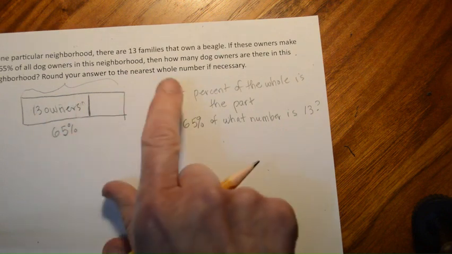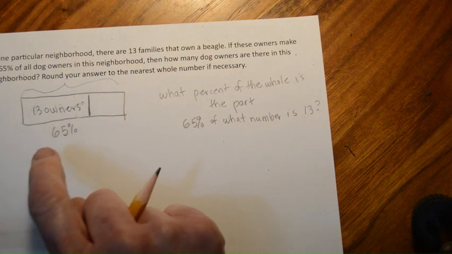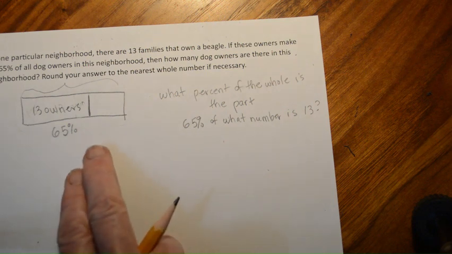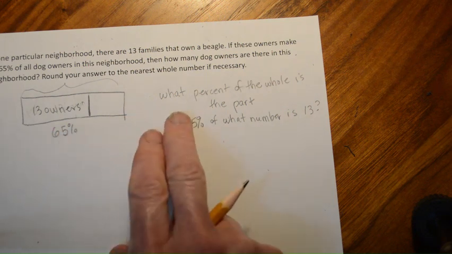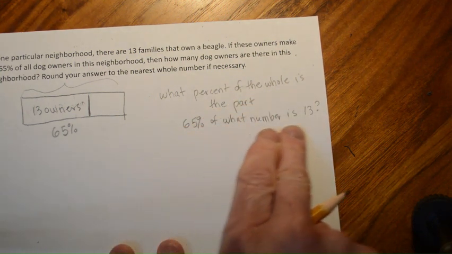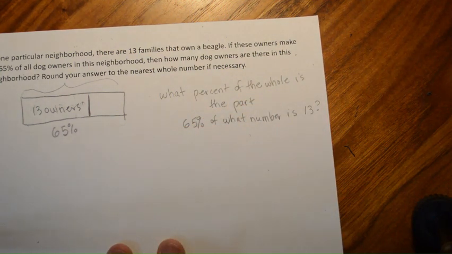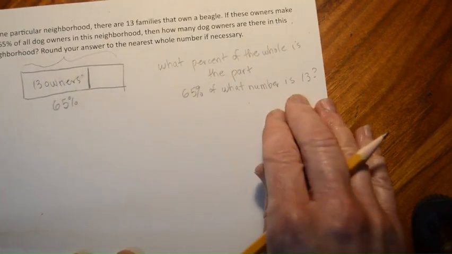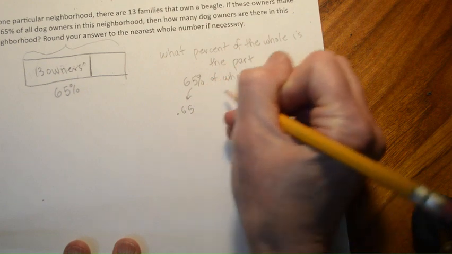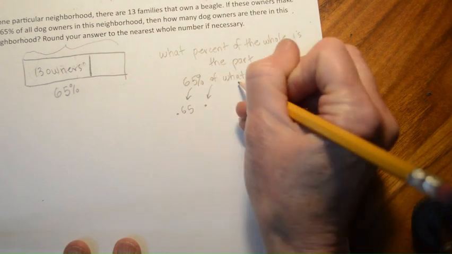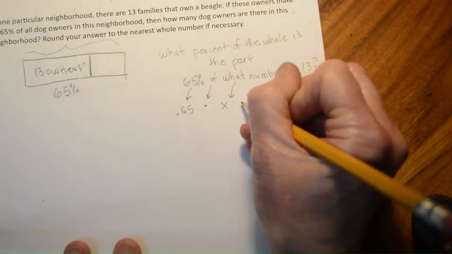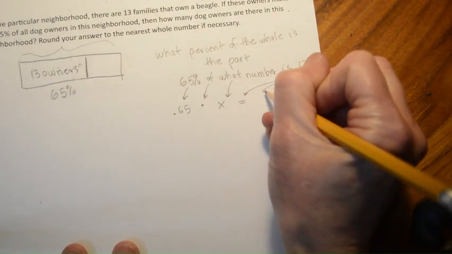So we need to think as we're doing these, do I know the part? Do I know the whole? Do I know the percent? You'll know 2 of them, and you have to figure out which ones they are, but then you're just going to fill them into this question: what percent of the whole is the part? And so then you know how to fill them in. All right? So here, if we translate that, that becomes 0.65 times what number, x, equals 13.